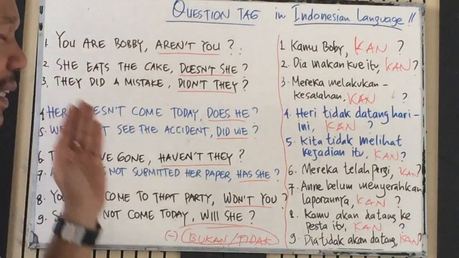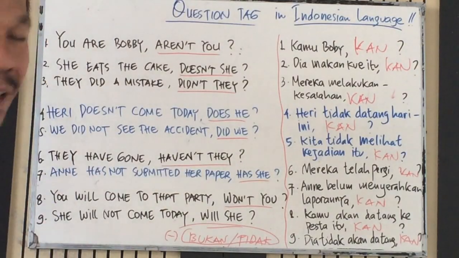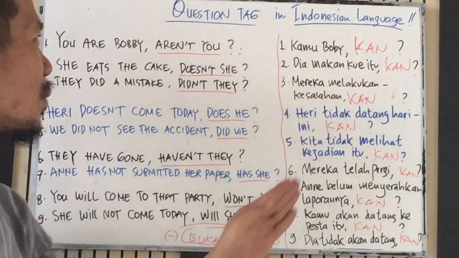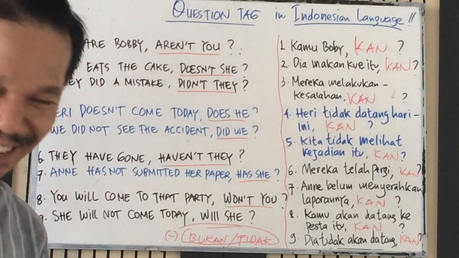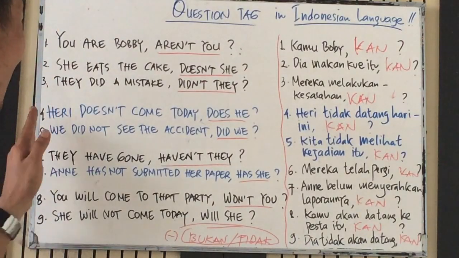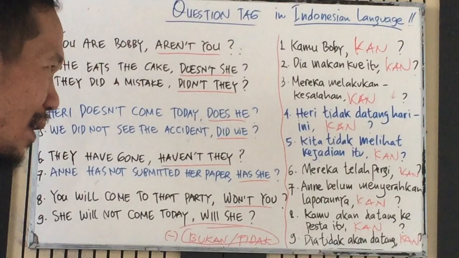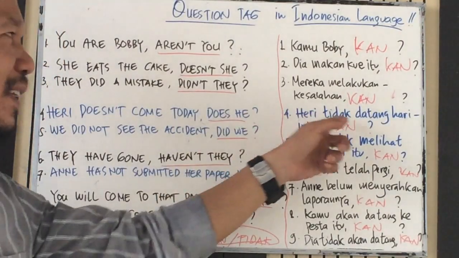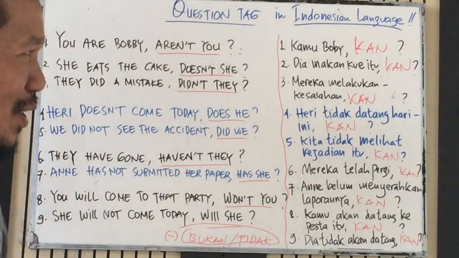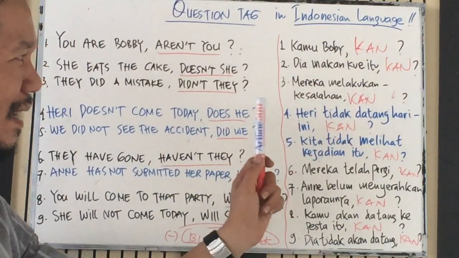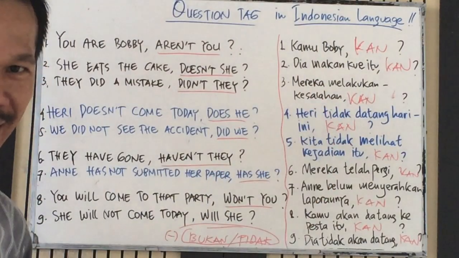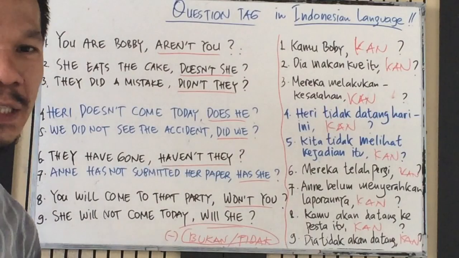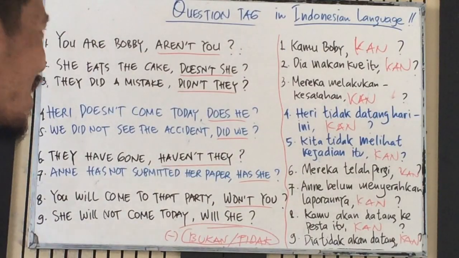For number 3, they made a mistake, didn't they? Mereka melakukan kesalahan kan? Ya, okay. Harry doesn't come today, does he? Harry tidak datang hari ini kan? So we only add the word kan at the end. So kan refers to the question tag in Bahasa Indonesia.